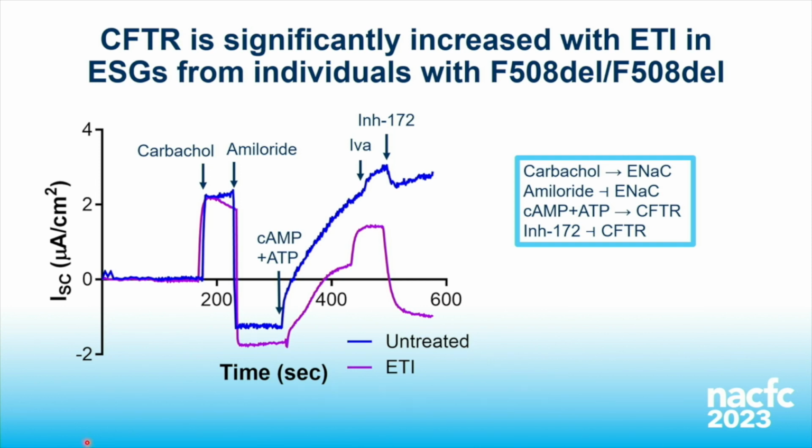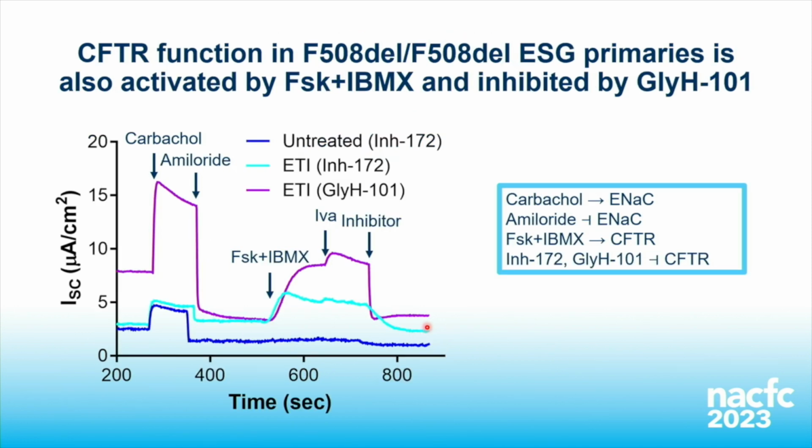We can see that cyclic AMP increases current in both groups, the treated and untreated, with Alexa-Teza. And we're attributing that to non-specific channel opening, mostly. We see a small increase in current with ivacaftor addition in the untreated and a more significant boost in the treated. And then the difference in current when we inhibit with INH172 is more significant in the treated. And likewise, I want to show that forskolin and IBMX activate the treated but not untreated cultures. And here we're using inhibitors, both INH172 and GlyH101, that both work here as well.